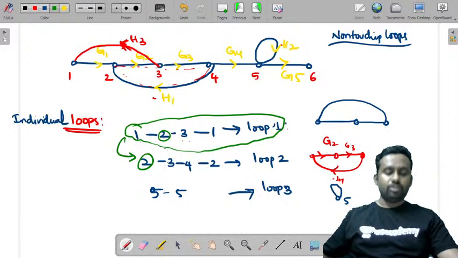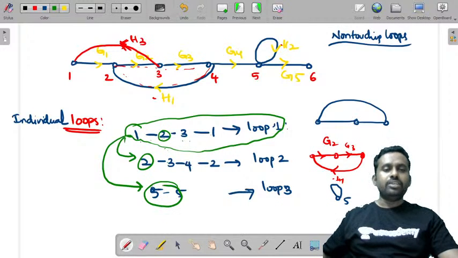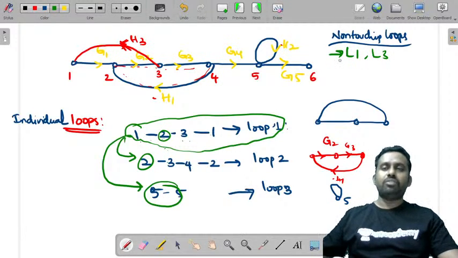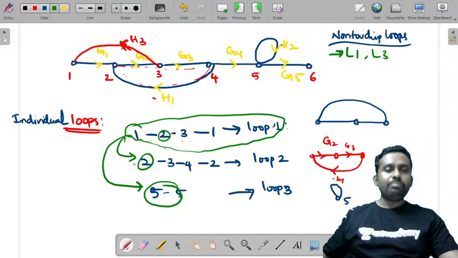They are not non-touching loops. And if you compare 1 with 3, the first loop has nodes 1, 2, 3, and 1, whereas loop 3 has node 5. So we can say loop 1 and loop 3 are non-touching loops. I'll call L1 and L3 one combination of non-touching loops. Now I can also compare the second loop and third loop.